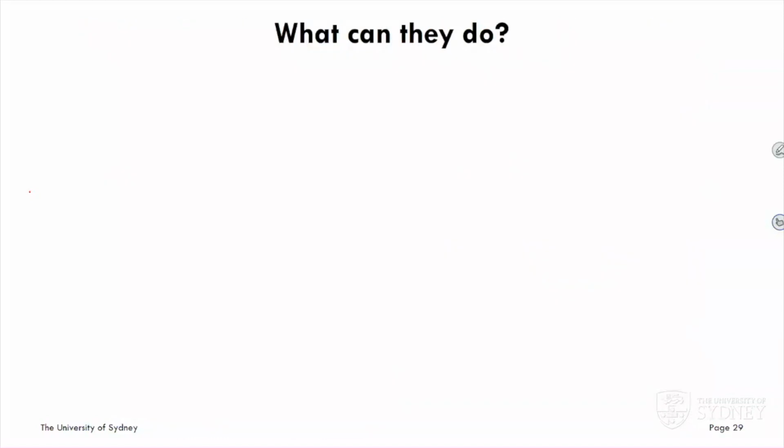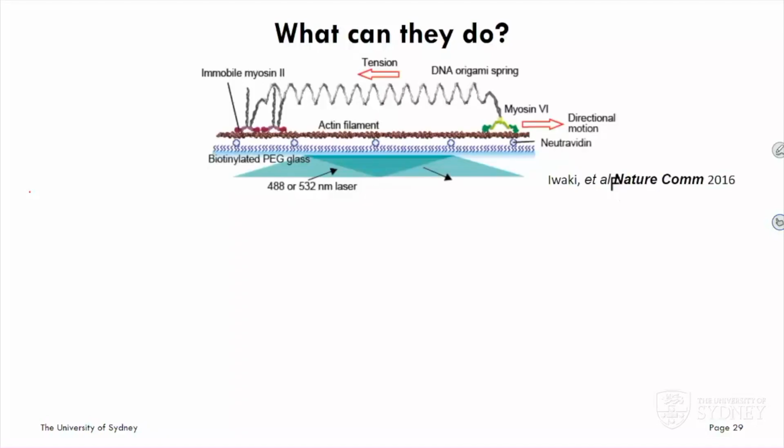In the current state of the field, can we put them in the body? Can they do stuff? Can that robot flap itself around your body? No. That's still pretty far off. But we can do some other useful things. You can think of these DNA origami objects as ways to make tools.